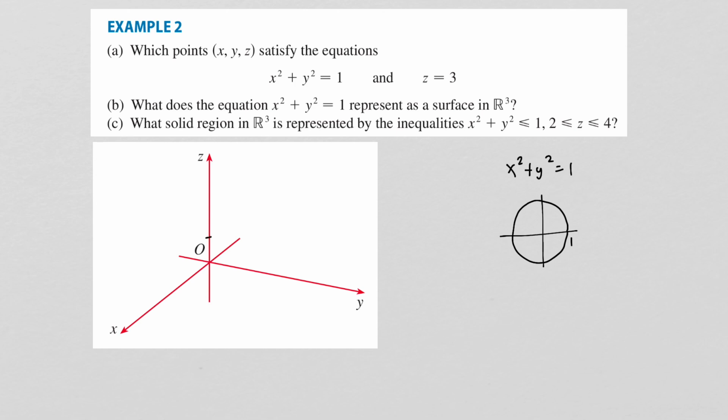So if I come up 1, 2, 3 here, the circle x squared plus y squared equals 1 is going to be a circle with radius equal to 1. So the distance from here to here is 1 unit, from here to here is 1 unit. But it is lifted up 3 units because it has to correspond with z equals 3.